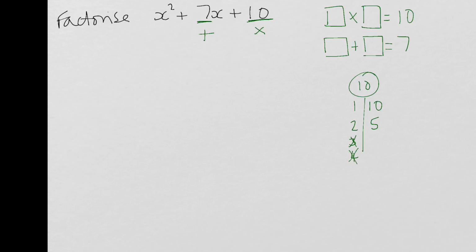Not loads of factors. If I add 1 and 10 together, I'll get 11, so it's not that set. Let's check the other set. 2 times 5 does give me 10, and 2 plus 5 does give me 7. Excellent. So factorising, I'm going to put in my brackets, so I should have x plus 2 and x plus 5. Okay, have a go at the questions that I've set you in the email now.